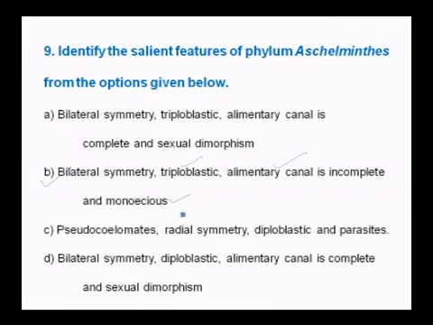So here the option monoecious is a wrong option. For Aschelminthes, we can remember the example of roundworm. Roundworm is very well known for sexual dimorphism, where you can identify male and female roundworms separately. So the right answer has to be bilateral symmetry, triploblastic in nature, alimentary canal is complete, and sexual dimorphism is also present. That is, male and female are different. So this is the 8th question.